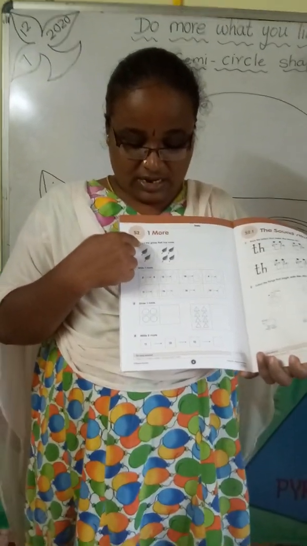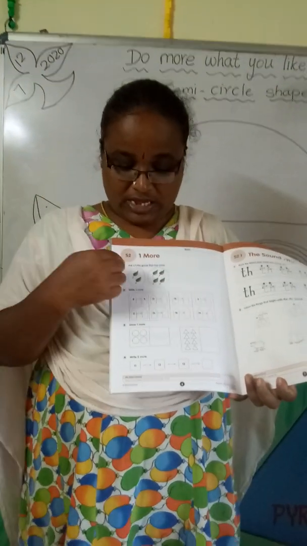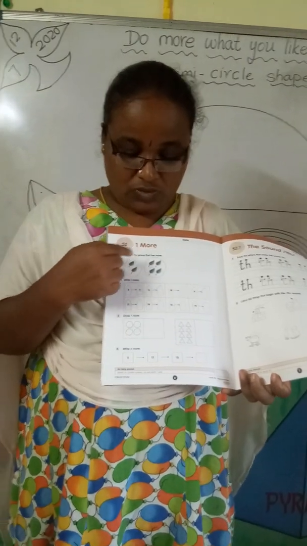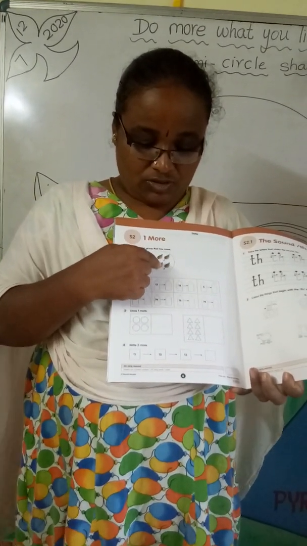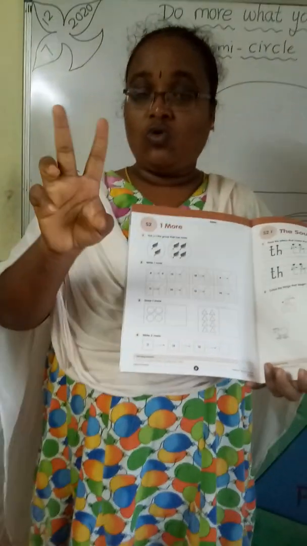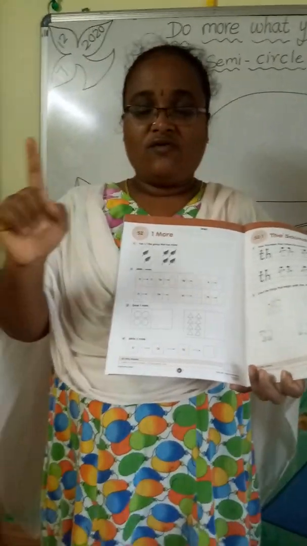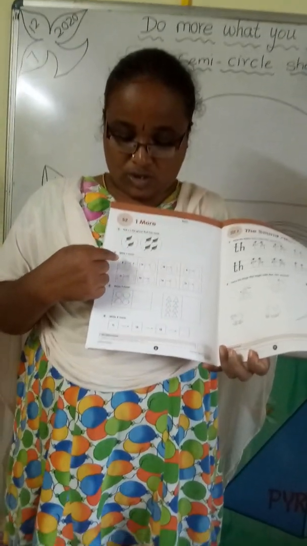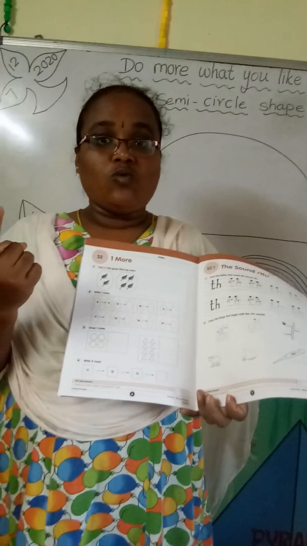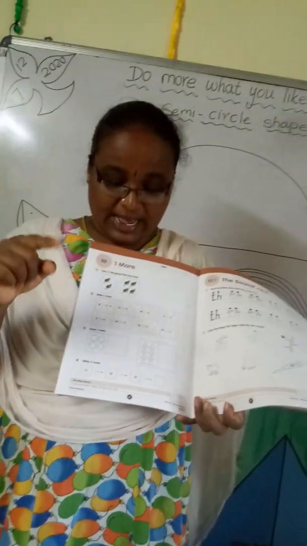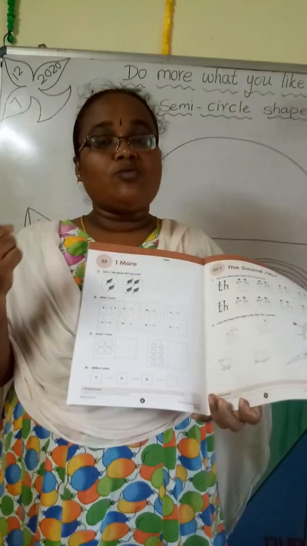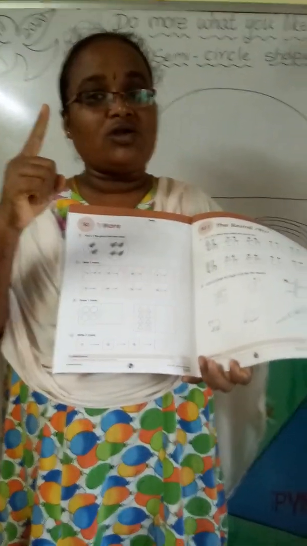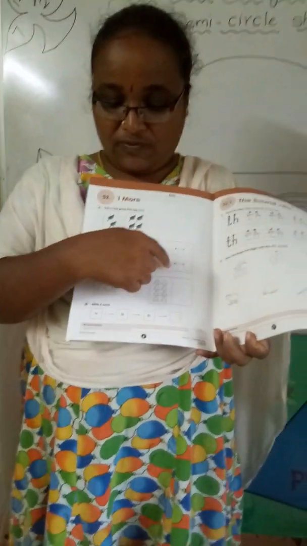Take your pencil. Tick the group that has more. Here 2 circles are given with the leaves. Count it: 1, 2. Next circle: 1, 2, 3, 4. Which is more, 2 or 4? Yes, 4. Put your tick here and write one more. So 8, one more number, what will come? 9. 13, one more number is 14. 18, one more number, what will come? 19. Like this you finish it.